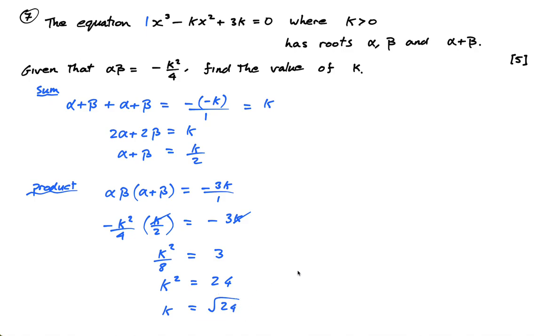That's fine, but you can write this, if you like, as k is equal to root 4 times root 6. 6 times 4 is 24, which is 2 times root 6, if they want it in that form. Both of these, though, would be correct. Okay, that's question 7.